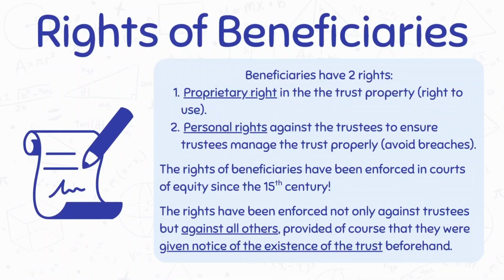So, what rights do beneficiaries actually have? Well, beneficiaries have two rights to the property that are held in trust for them. So these are proprietary rights to the trust property itself, so the right to use it. Then the other is personal rights against the trustees, so to ensure that the trustees manage the trust property properly, in line with the agreement or the deed.